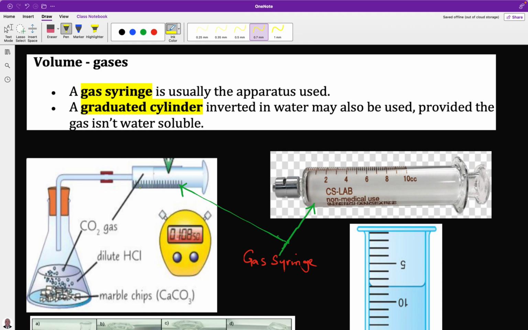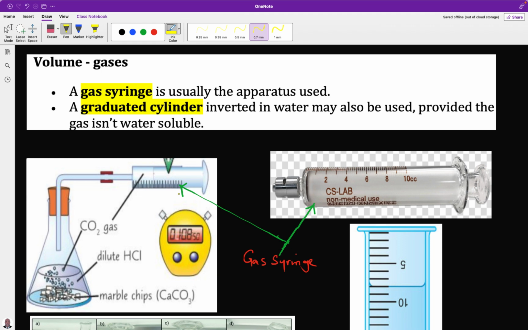The gas syringe is attached and put into the cork. The gas that is released from the conical flask flows into it. Now, how do you read it? The gas syringe is graduated. You can see here it is graduated. As the gas enters the gas syringe, it pushes it and you see the level of the gas, so you can read it directly from there.